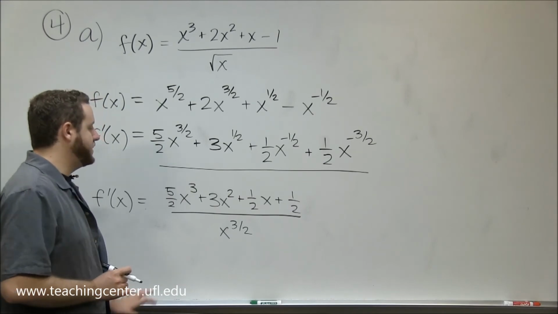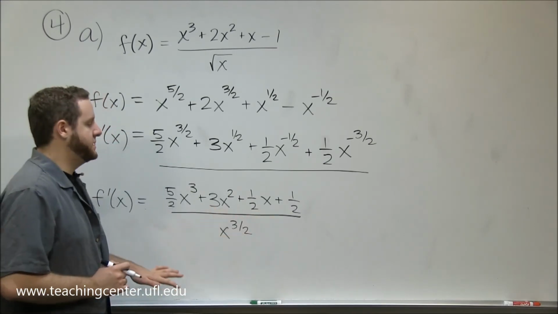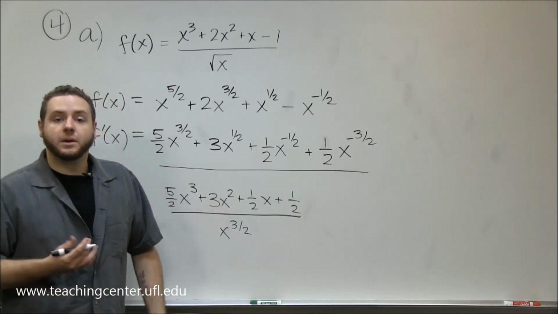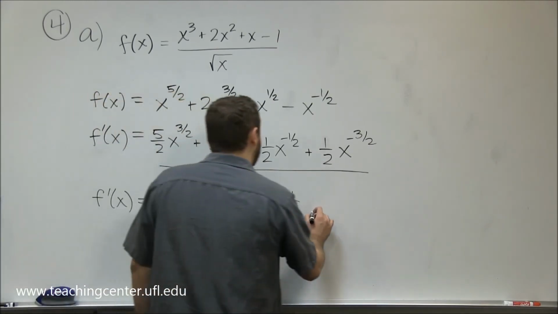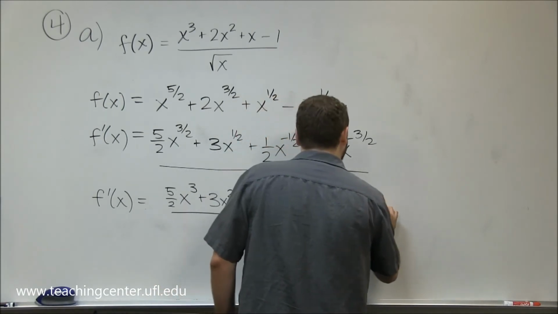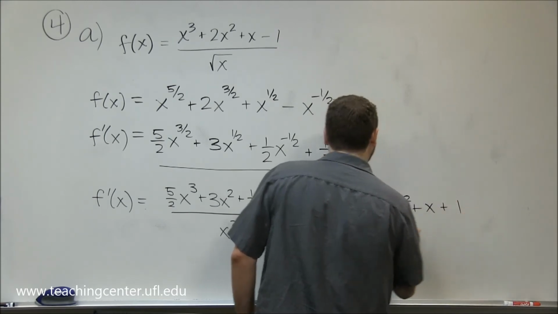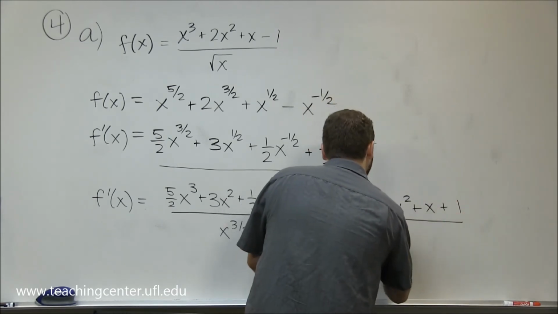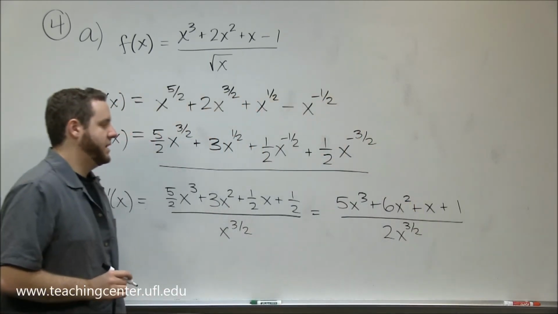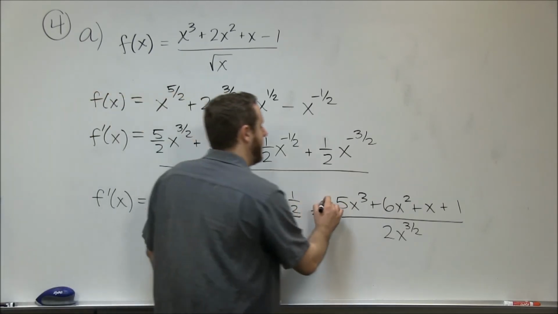And then one more final step we could do is, since we have a bunch of halves up here, we could just put the 2 on the denominator. Again, essentially multiply the numerator and denominator by 2. So if we do that, we get 5x cubed plus 6x squared plus x plus 1, all divided by 2x to the 3/2. And that looks a lot nicer, and that could be our final answer here.